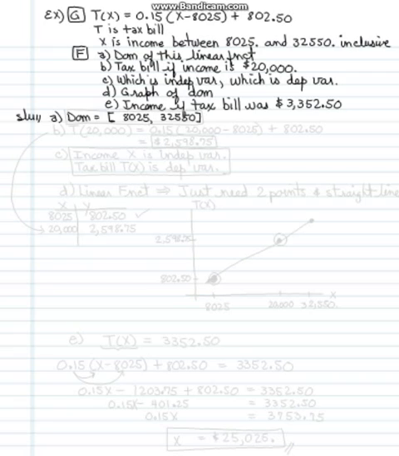So it's all values. This is money. The domain is the income, X. It's $8,025 all the way through $32,550. Those are the only values of income that we're interested in.